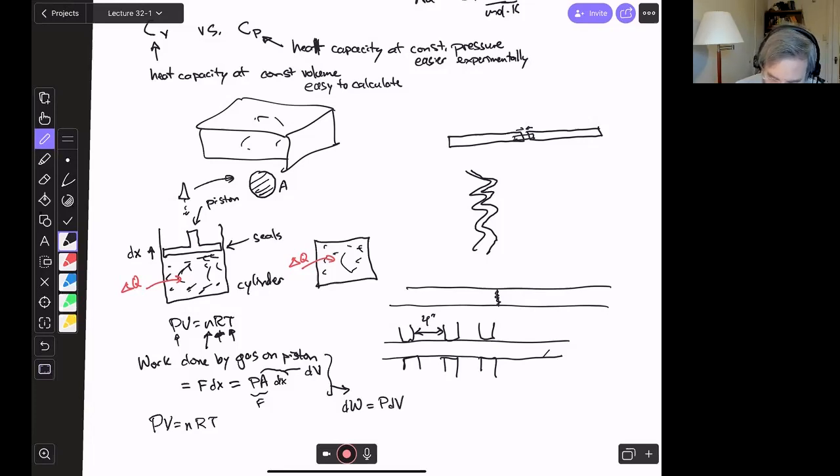Now we're ready to use PV equals nRT. Again, we're keeping the number of moles fixed. So when we change V, the only thing that can change on the right side is the temperature. So P times dV is nR times dT. And so we could substitute that in here to get that dW equals nR dT.